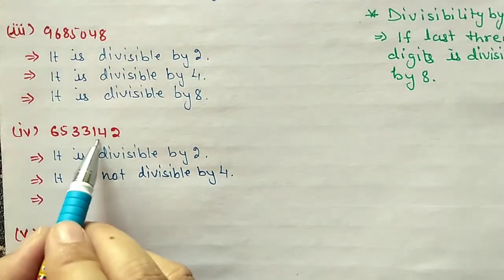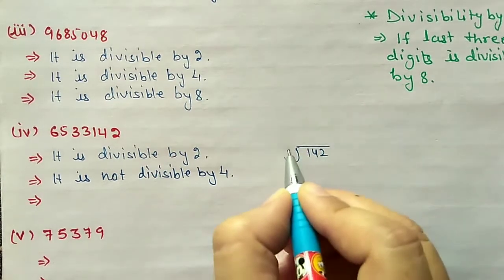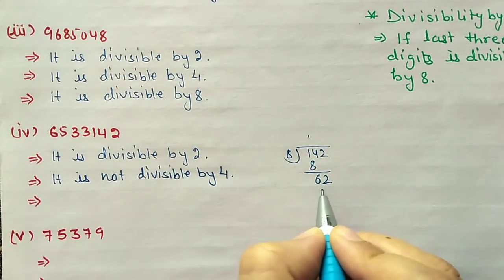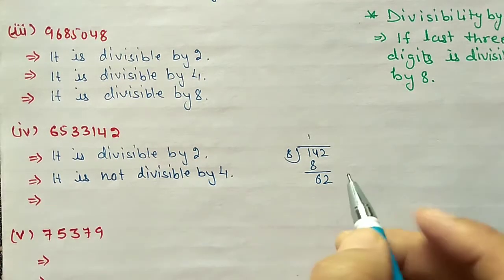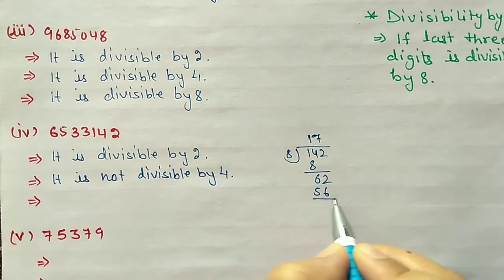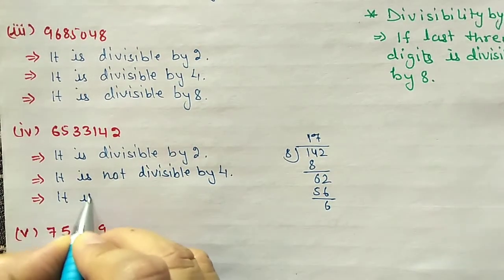Then for 8, we will check 142. If we divide 142 by 8, 8 times 1 is 8, and then we'll get 62. 62 is not in the 8 table; 8 times 7 is 56, it will go 7 times and then 6 will be the remainder. So it is not divisible by 8 also.